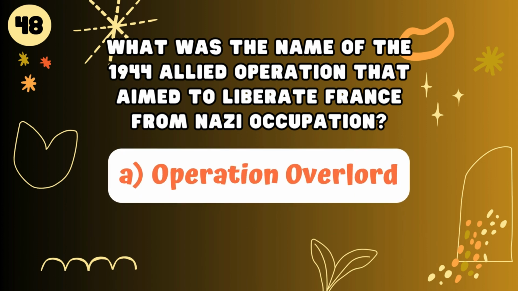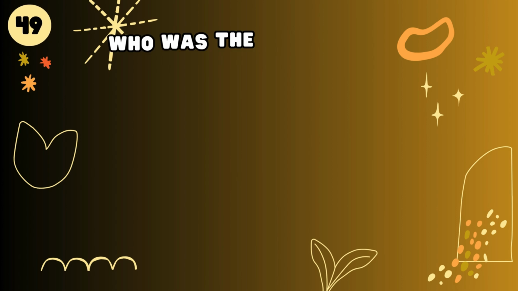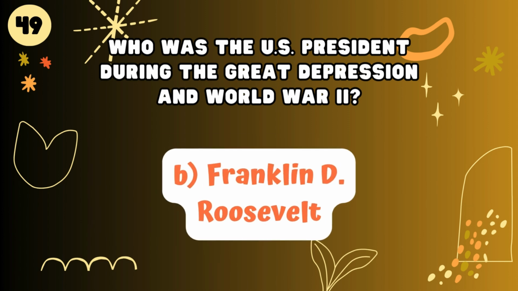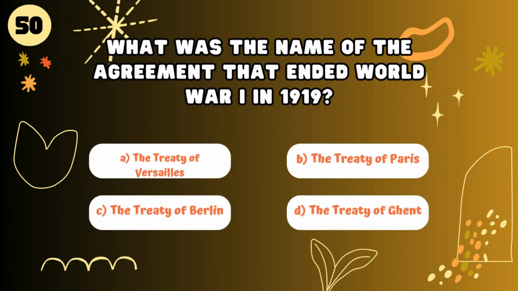Answer: Operation Overlord. Who was the U.S. president during the Great Depression and World War II? Theodore Roosevelt, Franklin D. Roosevelt, Harry S. Truman, Woodrow Wilson. Answer: Franklin D. Roosevelt. What was the name of the agreement that ended World War I in 1919?